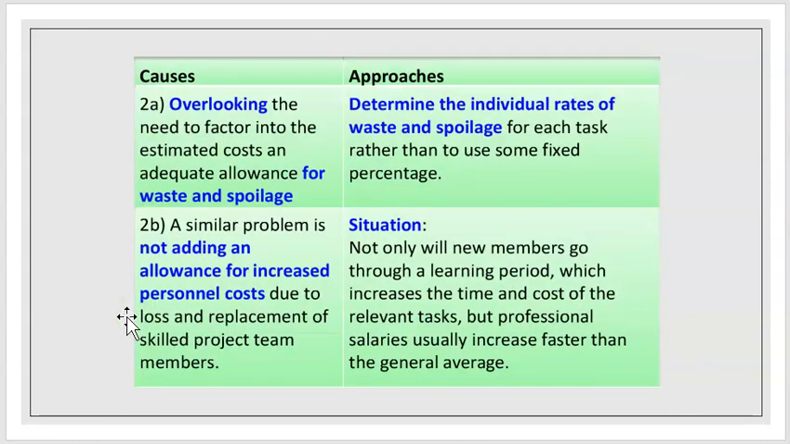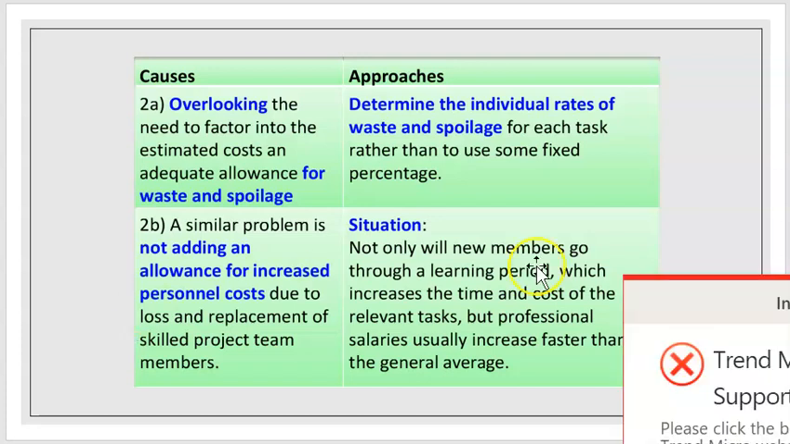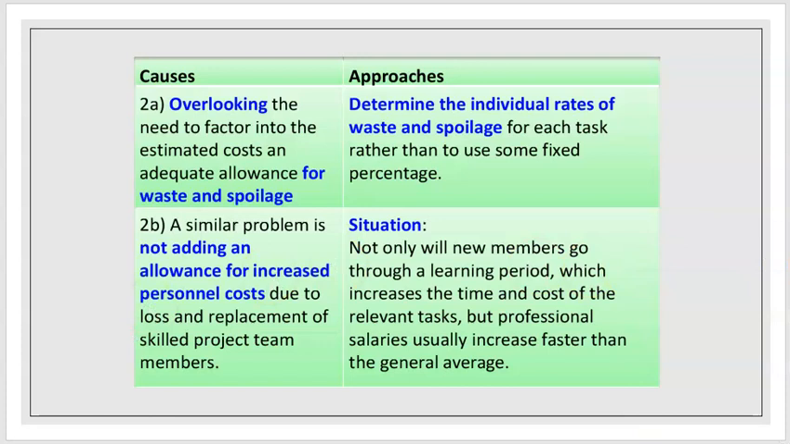Next, overlooking the need to factor into the estimated cost an adequate allowance for waste and spoilage. The approach is to determine the individual rates of waste and spoilage for each task rather than use some fixed percentage average. A similar problem is not adding an allowance for increased personnel costs due to loss and replacement of skilled project team members. Not only will new members go through a learning period, which increases the time and cost of the relevant task, but a professional salary usually increases faster than the general average.